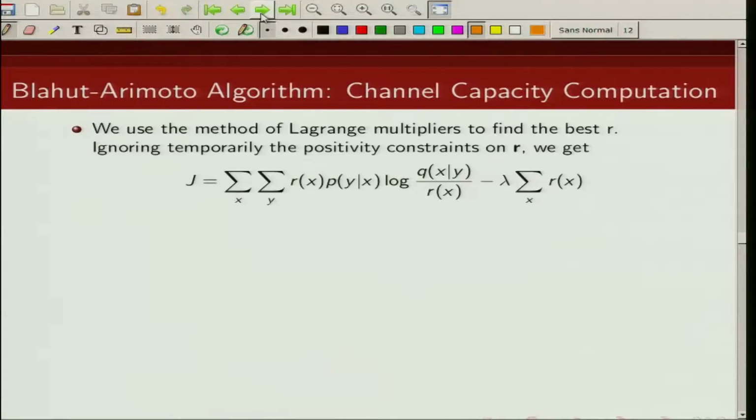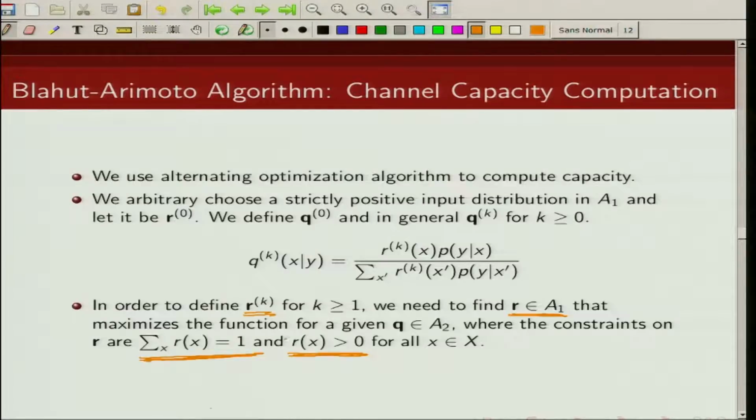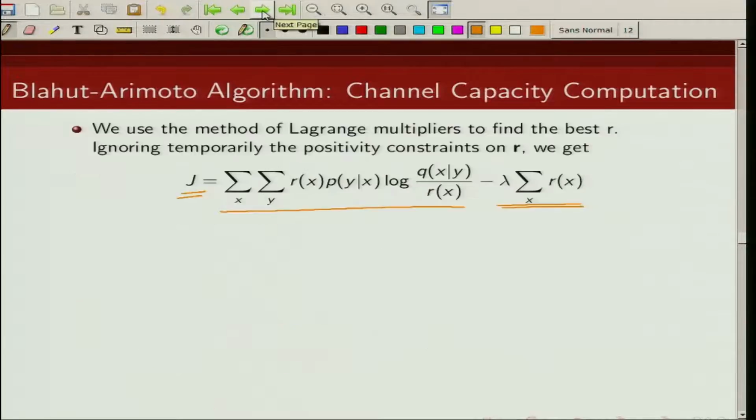So how do we proceed? We will take help of the method of Lagrange multipliers. So we will define this. This is my objective function. This is my constraint related to the fact that the summation of R of x is 1. Now at the moment I am ignoring this positivity constraint. That's because later on we will see that when we compute the value of R of x, it is already taken care of. So this is a Lagrangian.